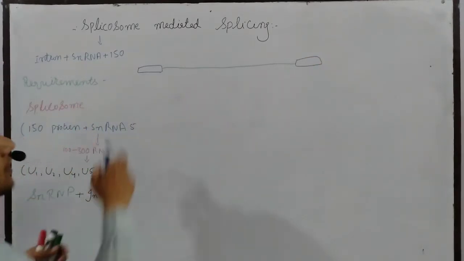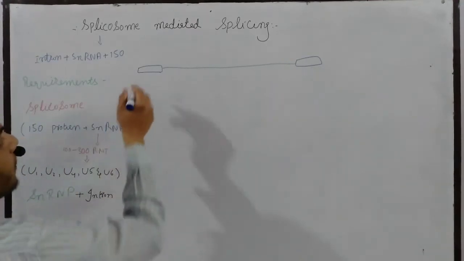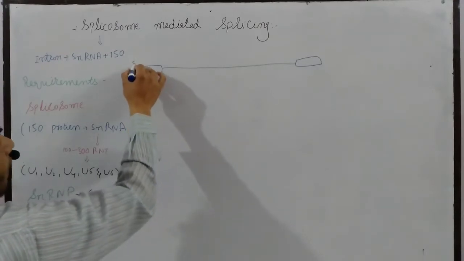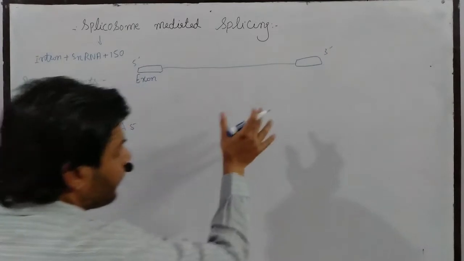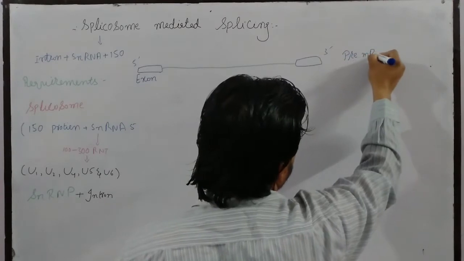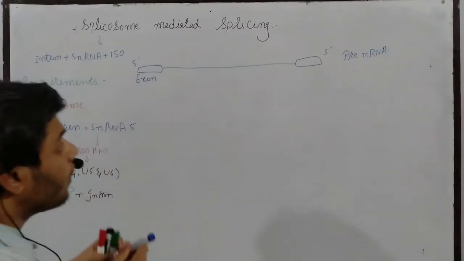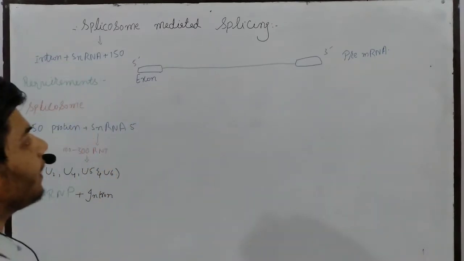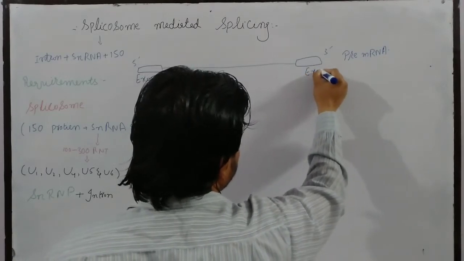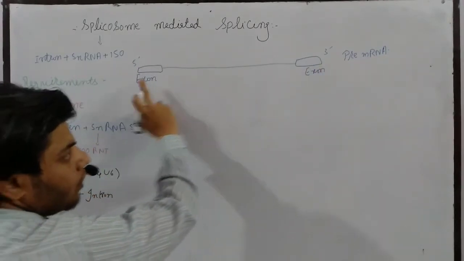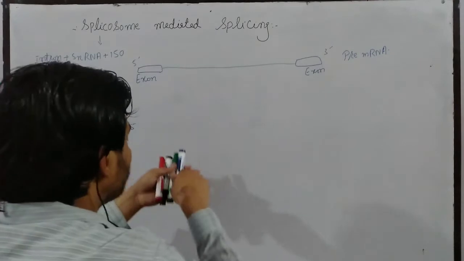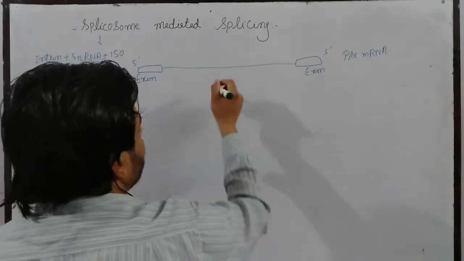As you can see, these blue rectangles represent the exons. This is the 5' to 3' RNA, called premature mRNA, or pre-mRNA. This is the 5' area, this is the 3' area, and these are exons. This area we call the 5' exon, and this area we call the 3' exon. Between them, this green one represents the intron.